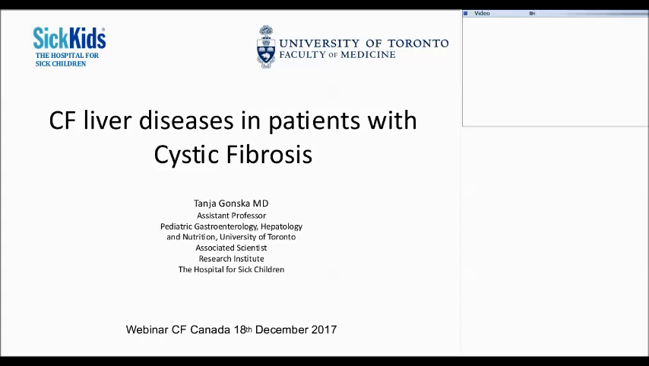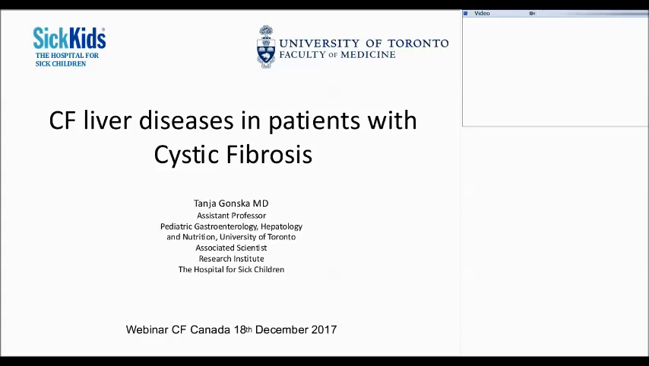So just to introduce myself, for those who don't know me, I'm an assistant professor at SickKids, where I work as a staff gastroenterologist and a CF researcher. And I'm cross-appointed to St. Michael's Hospital, where I also consult on other CF patients with GI diseases, including those before and after lung transplantation.